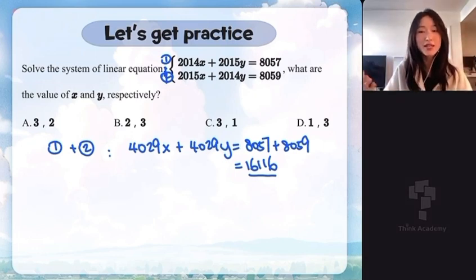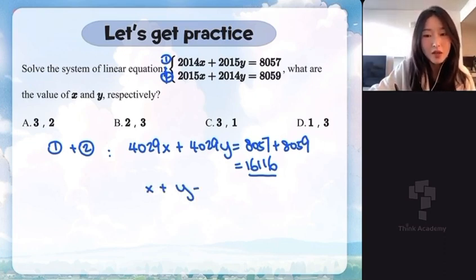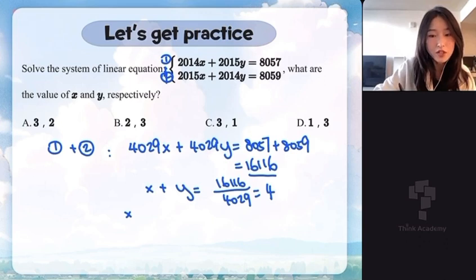And now the next thing is to check whether this number over here is divisible by 4029. And it actually is. So if we divide every single term by 4029, we are going to arrive at the first simplified equation of the system, which is x plus y equals to this number over here over 4029, which is 4. So the first equation would be x plus y equals to 4.